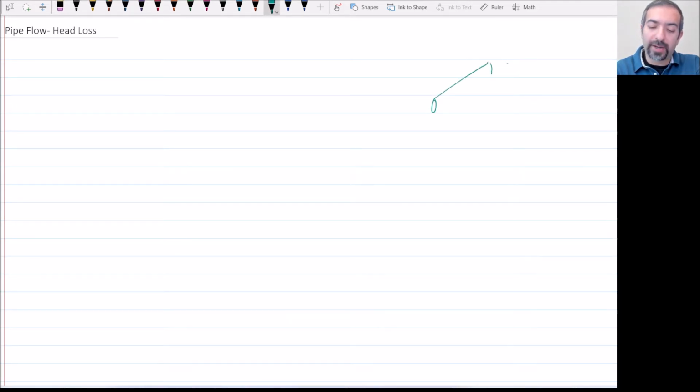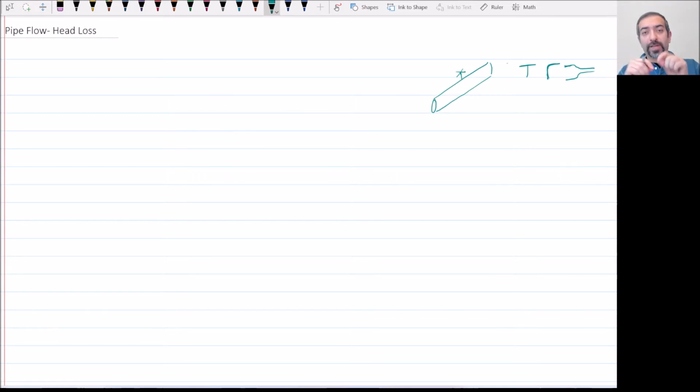Say this is the pipe that's going uphill, and then we may have valves or T's, or bends along the way of the pipe, or it could be a cross-section change from a larger pipe to a smaller pipe, or from a smaller pipe to a larger pipe, all kinds of different things that affect the flow field inside the pipe. So if the pipe has a uniform cross-section without any appendages, then we have losses due to friction.